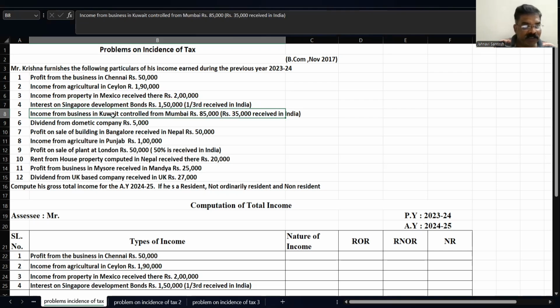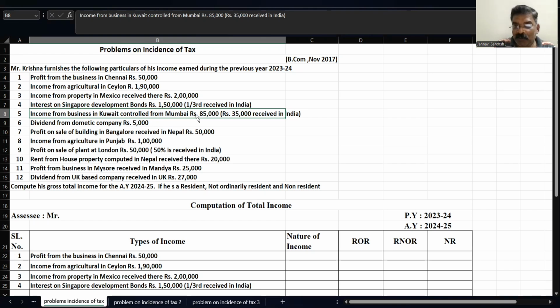We'll go to the next one, children. Income from business in Kuwait, controlled from Mumbai, rupees 85,000. Rupees 35,000 received in India. It's the same thing. Income from a business in Kuwait, controlled from India. This is deemed to be an income. Why? Because the business is in Kuwait, but controlled from where? From Mumbai. That means the head office is in Mumbai. So this category, we call a controlled income.